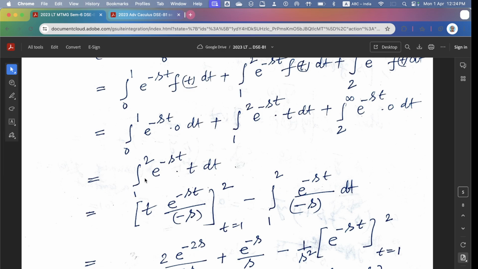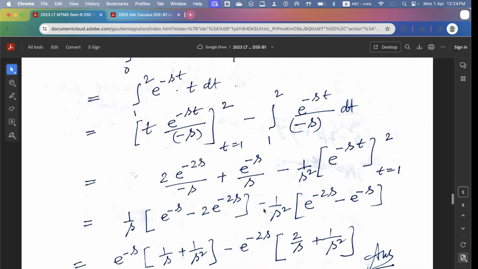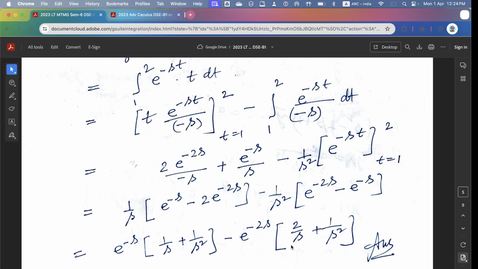This is the integration, this into this integration minus the integration from 1 to 2 of the derivative of this, that is 1, and again integrating this by parts, we get the answer: e to the power minus s (1 by s plus 1 by s square) minus e to the power minus 2s (2 by s plus 1 by s square).